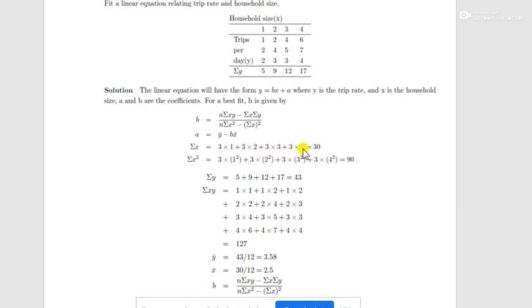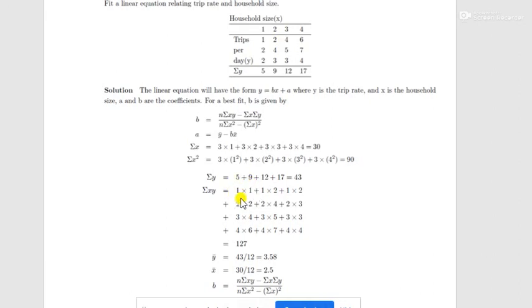You have to calculate these values: summation of x, summation of x square, summation of y, and summation of xy. Summation of y is 5 plus 9 plus 12 plus 17 for each household, but for the total system, summation of y is the summation of all these values. Summation of xy means x multiplied by y: first term, second term, third term, like this, total 12 terms should be there.